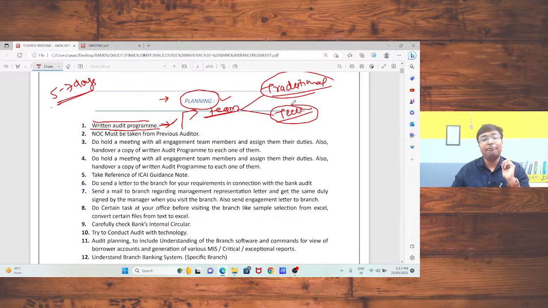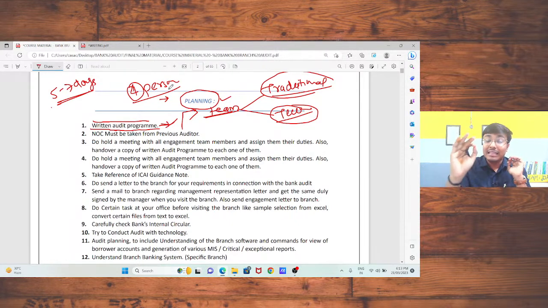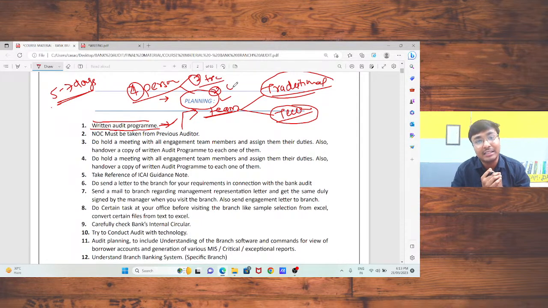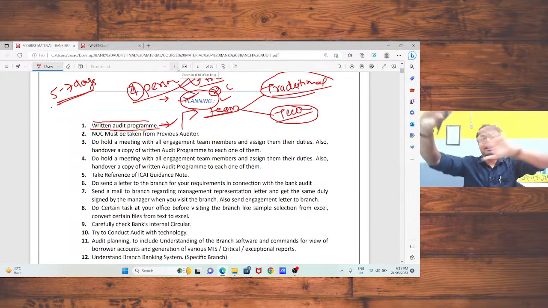Just suppose we are going to make a team of 4 persons for conducting a particular bank branch audit. Sir, I know these points are very basic, but these are the pillars of your bank branch audit and the pillars of your quality during the bank branch audit. Hence I am going to discuss that. If you have 4 persons, then you should divide 2 as traditional and 2 as technological, because if you take the help of technology, you can do the bank branch audit in an efficient way. So 2 persons are for technology background and 2 persons are for traditional.